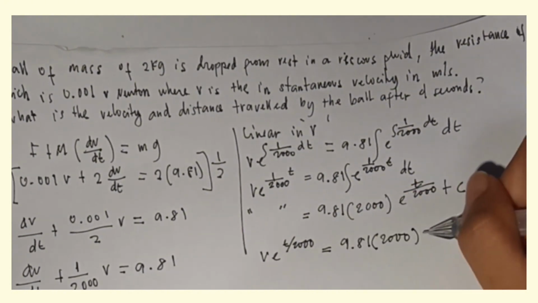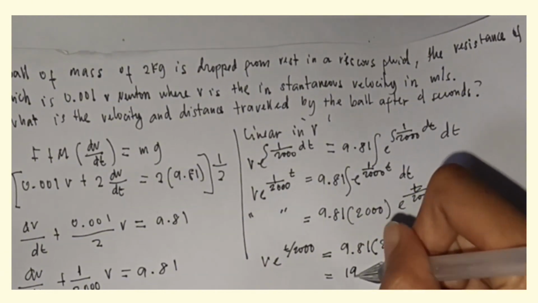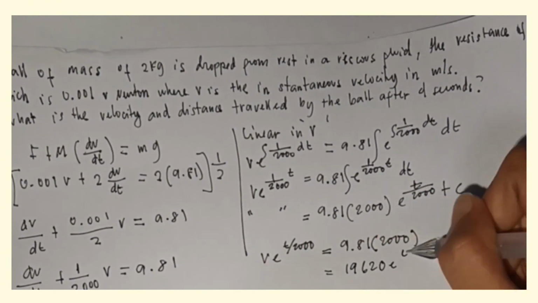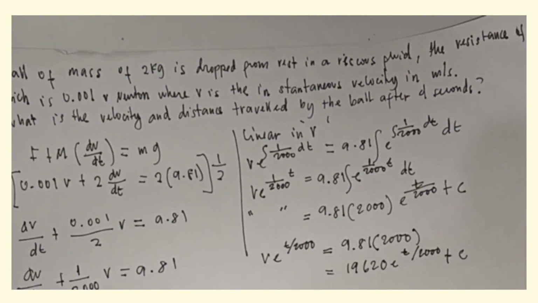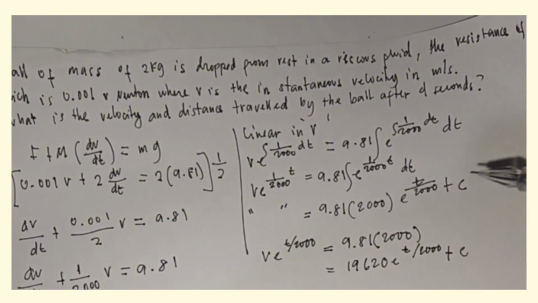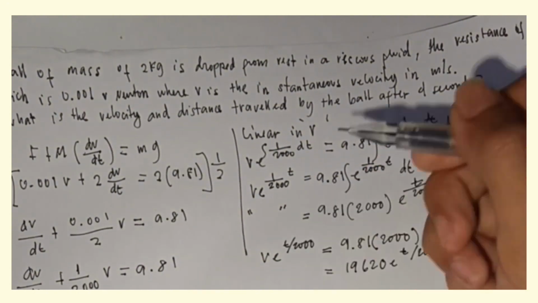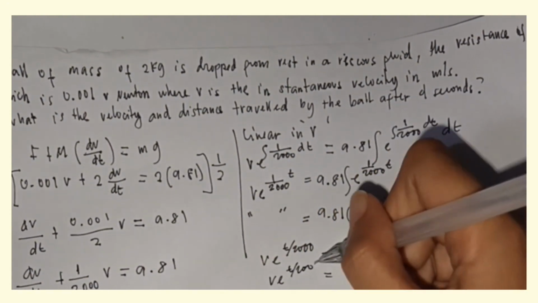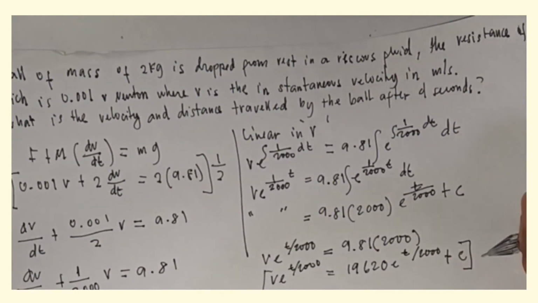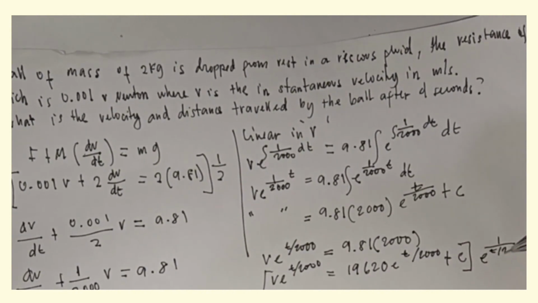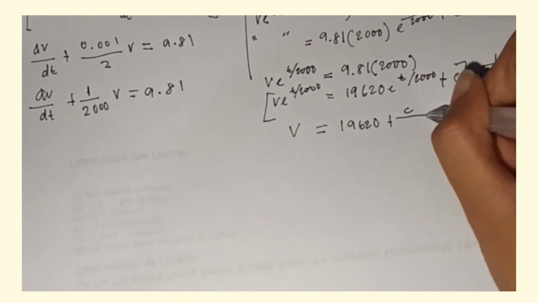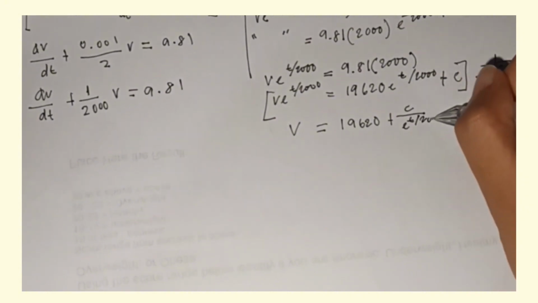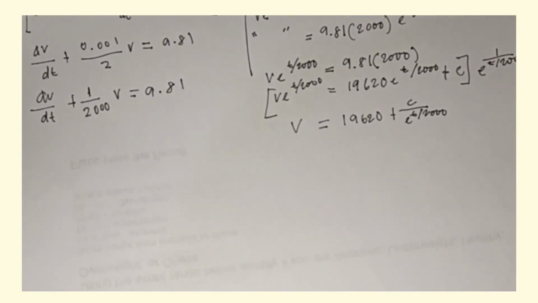So this will become 19,620 e raised to t over 2,000 plus c. So divide both sides by e raised to t over 2,000. So v equals 19620 plus c over e raised to t over 2000. And we need to solve for the value of c.